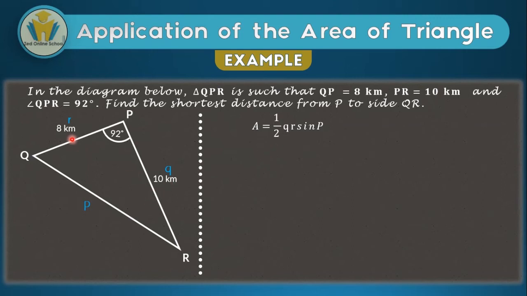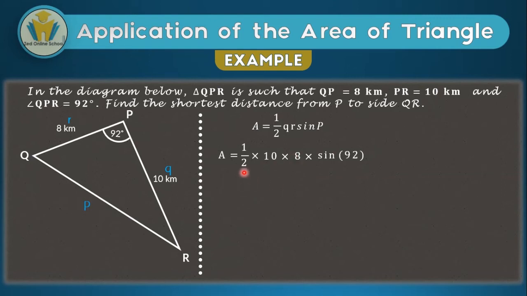Q is 10, R is 8, and P is the angle at P. Therefore, if we substitute, it will be half multiplied by 10 multiplied by 8 multiplied by sine 92. I'm not going to just multiply everything on a calculator, even though it can be done. I'm going to try to simplify what I can simplify.